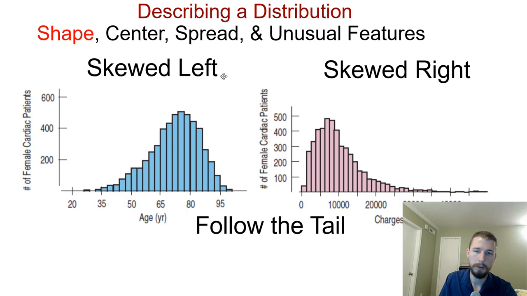If you want to remember the difference between how to describe something that's skewed to the left and something that's skewed to the right, just follow the tail. The tail on this one clearly goes to the left, and the tail on this one clearly goes to the right. That's how you can remember how to describe unimodal data that's either skewed to the left or skewed to the right.